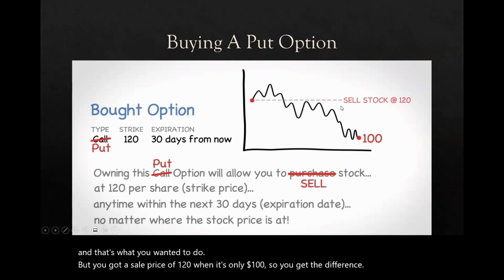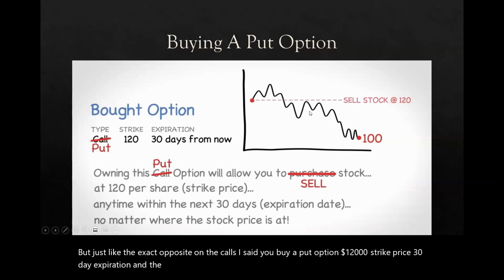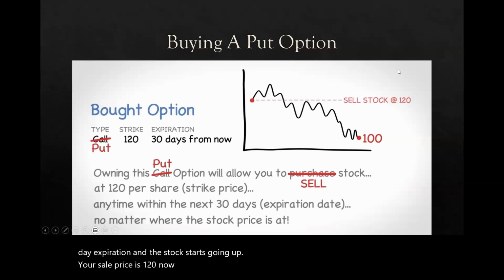But just like the exact opposite of the call side, say you buy a put option, $120 strike price, 30-day expiration, and the stock starts going up. Your sale price is 120. Now the stock is worth 130. So guess what now? You're down $10. Because now you got to buy that contract back, or pretty much settle up with a $10 increase per share.